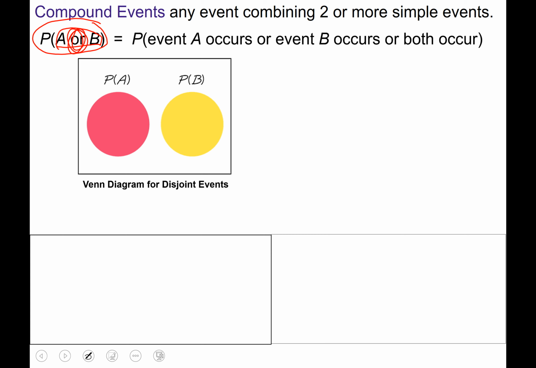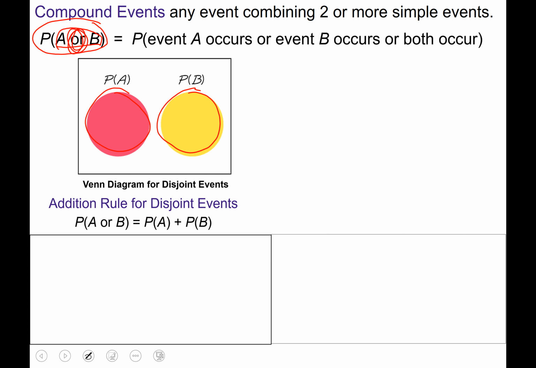All right, here is a Venn diagram in which the simple event A and the simple event B are not connected in any way. You see those circles are totally separate. And if that is the case, if there's no overlap in the probability of event A and the probability of event B, then the addition rule is applied. When you have A or B, you take your probability of simple event A plus the probability of simple event B.